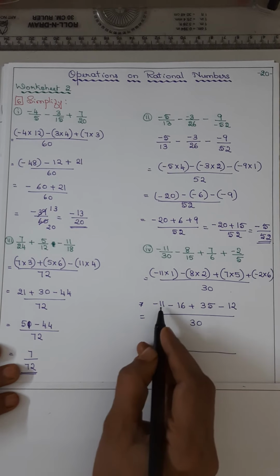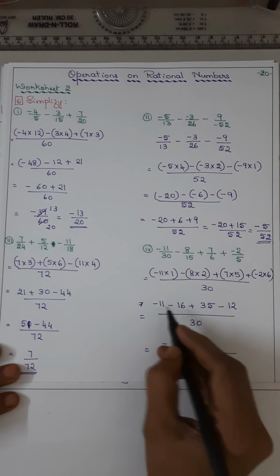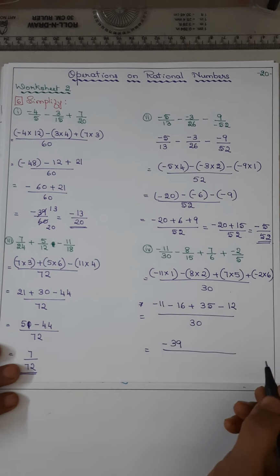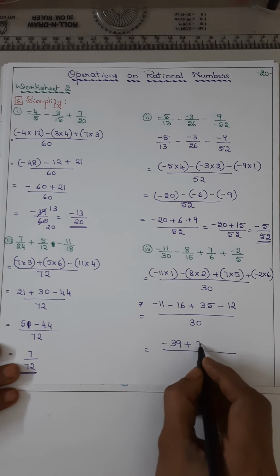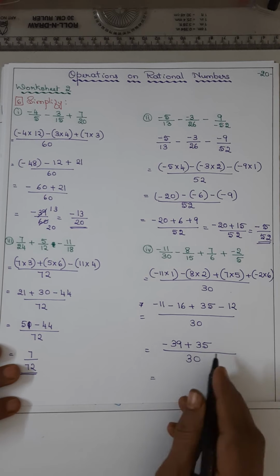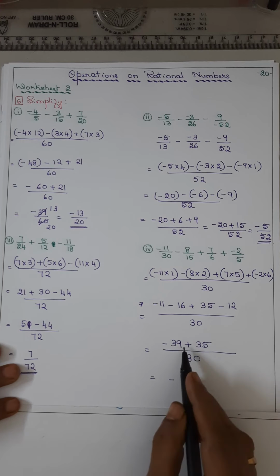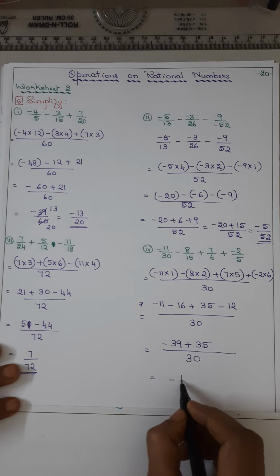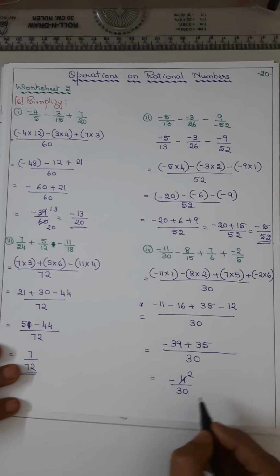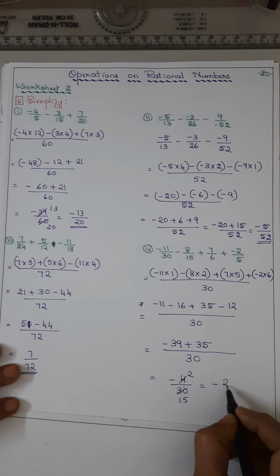Now, minus first: 2, 6, 8, 9, 1, 2, 3. Meaning, collect the minus ones together: 35 plus upon 30. Now the sign is different; 39 is bigger, so minus 39 minus 35, it is 4 upon 30. 3 2s are 2, 1s are 5s are. Answer is minus 2 by 15.